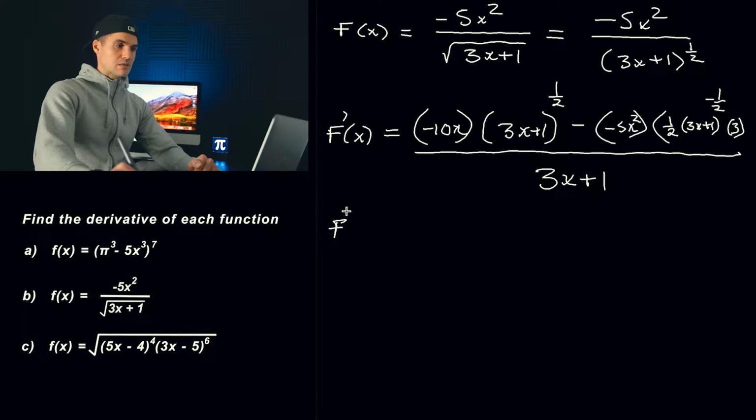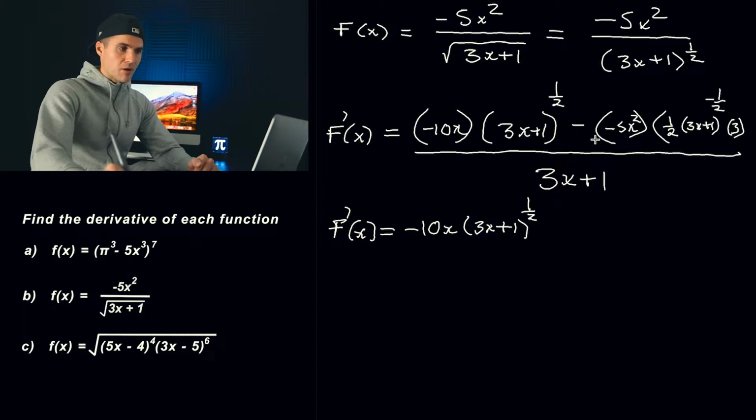So making this look a little nicer, let's get rid of some of these brackets. Over here, there's nothing really to multiply together, so let's keep the negative 10x and then the 3x plus 1 to the half, separated like that. Now these two negatives make a positive, and then we have 1/2 right here times 3 times 5x squared, right?